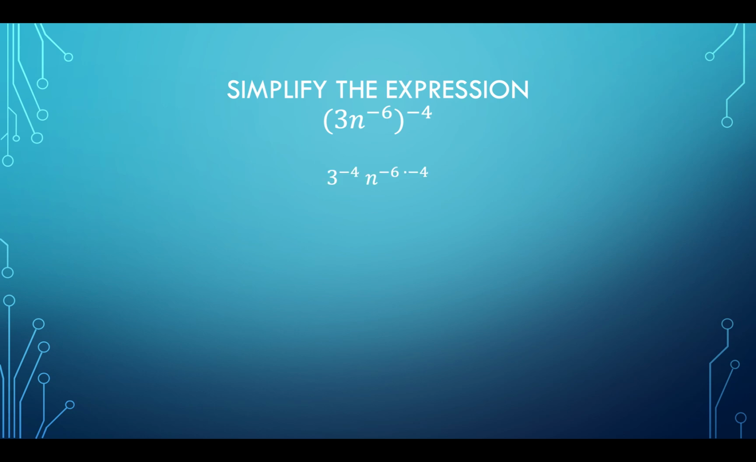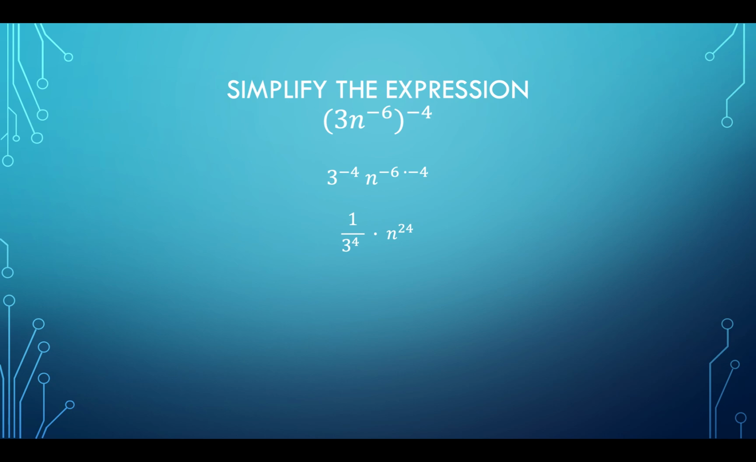So what we're going to do is take this power of the negative 4 and distribute it back. So we're going to put it to the 3, and then we're also going to put it to the n to the negative 6 power. So what we get is 3 to the negative 4 times n to the negative 6 times negative 4.